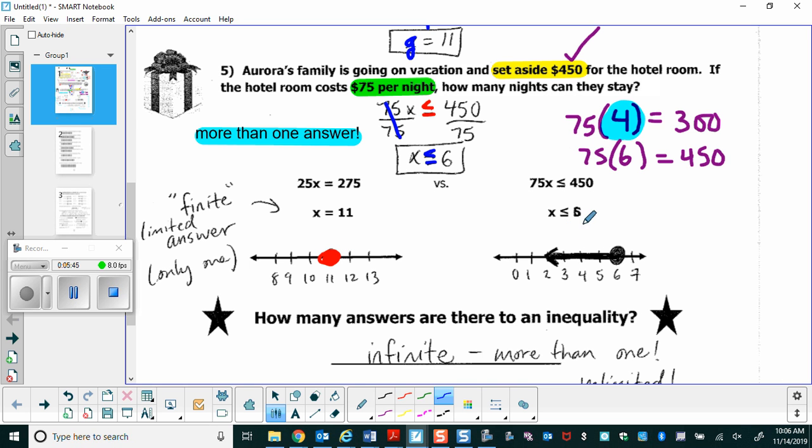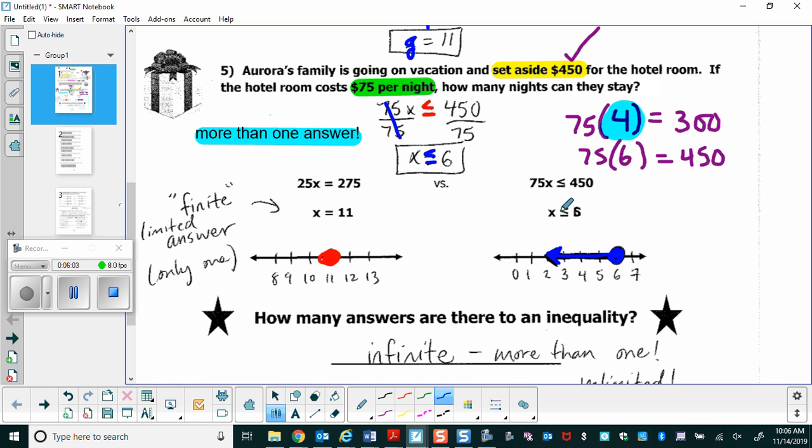Now over here, this was the one where we said $75 per night, and it just cannot exceed 450. It has to be under 450. So we got that it'd be less than or equal to the 6 nights. So that means they could stay for 6 nights, or all of these other solutions.